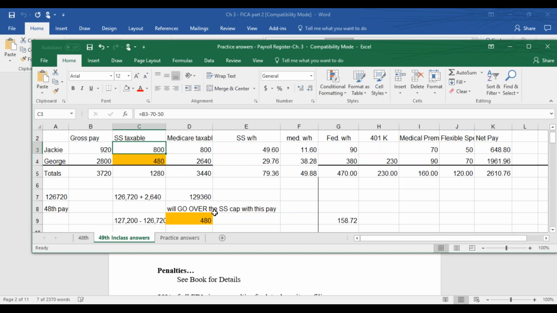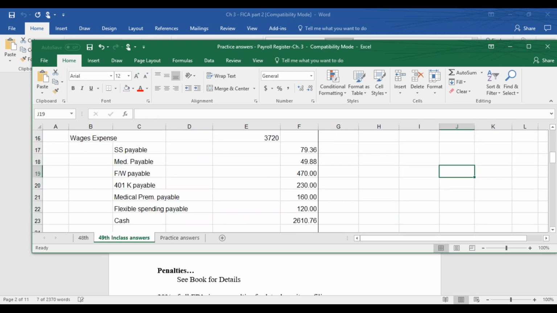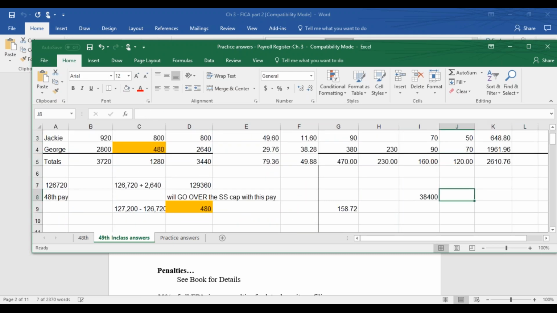Jackie is nowhere near the cap. If you take 800, and I can do this off to the side over here just so you can see it, and multiply that by the 48th pay, so far this year she's earned 38,400. 38,400 is nowhere near the cap, so I don't even have to worry about the cap being met this pay.